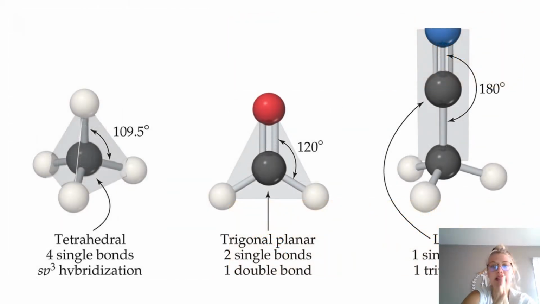Taking a look at the structure of carbon compounds. Carbon can only have 4 bonds. So you have a tetrahedral, which is 4 single bonds and an sp3 hybridization. Next, you have a trigonal planar, which is 2 single bonds and 1 double bond. And lastly, you have a linear structure, which is 1 single bond and 1 triple bond. And as you see, you have 4 single bonds, 2 single and 1 double, which is 4, and then a single and a triple, which is also 4.